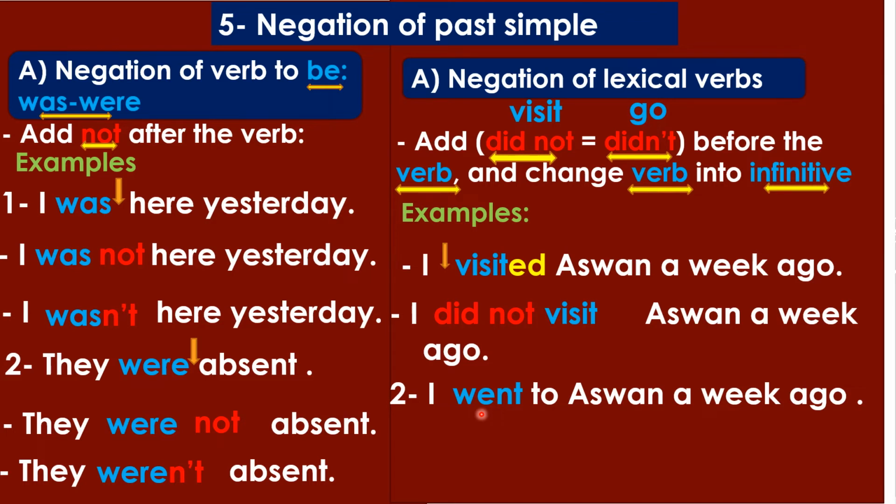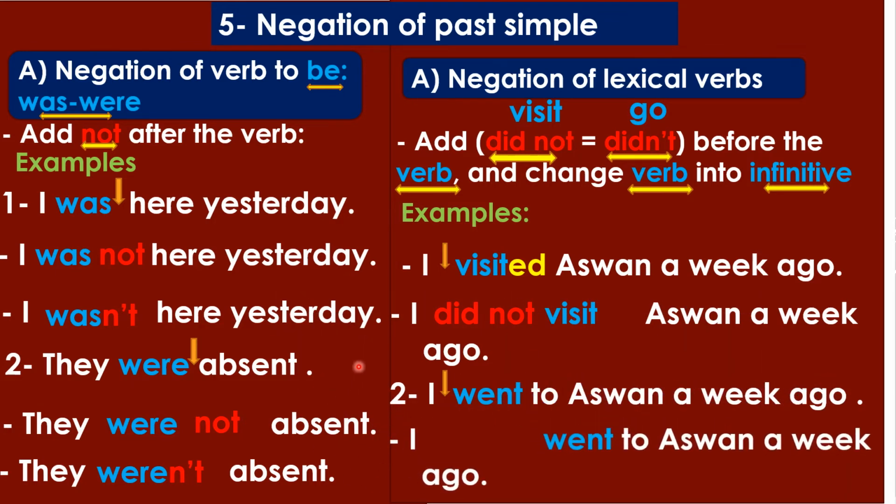We'll see another example with an irregular verb. I went to Aswan a week ago. So what we're going to do is put did not or didn't before went. Let's have a look at what is going to happen.